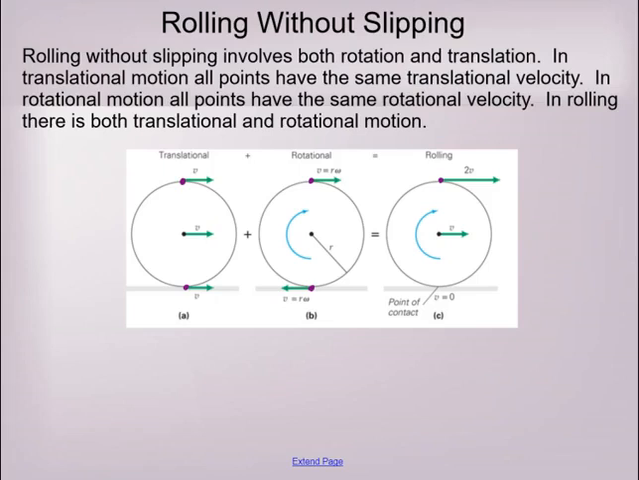And in physics paradise, we're often going to talk about something called rolling without slipping. Rolling without slipping involves both rotation and translation.